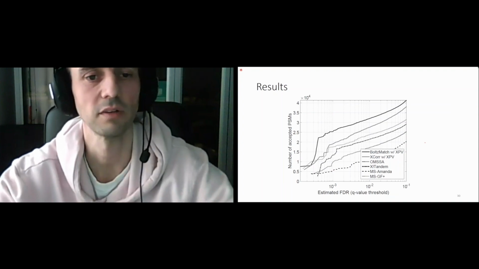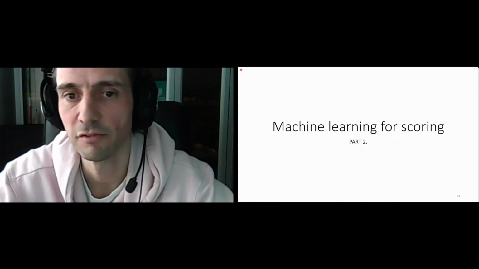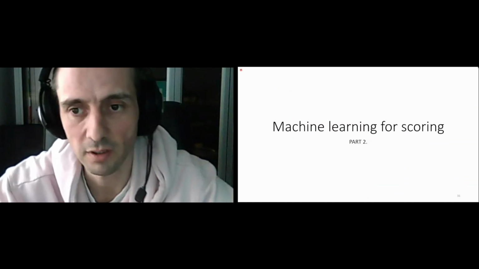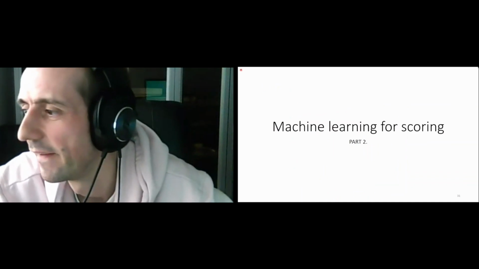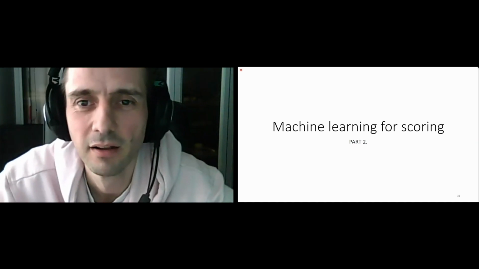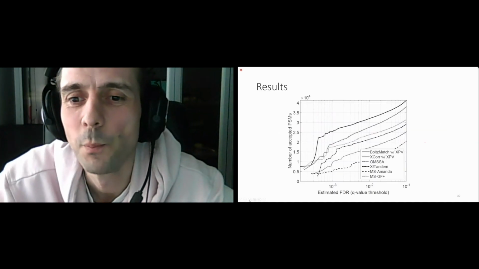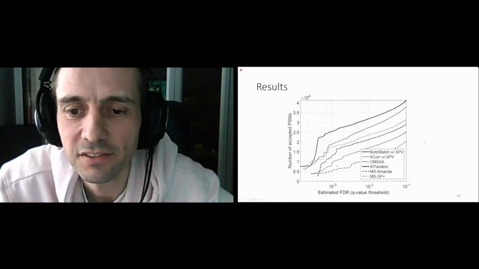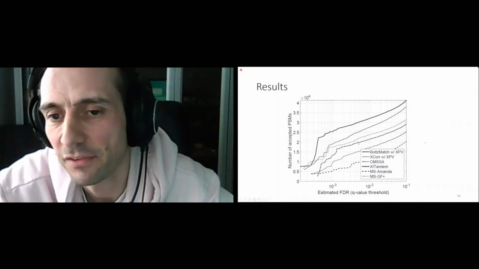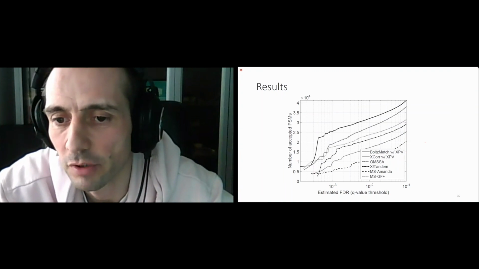Okay. So this was the end of the first section. Now I would like to talk about some machine learning. Sorry, and could you repeat again on the last plot what were the different lines? Yeah, it's a very good question. So different lines correspond to different methods, different database searching programs.